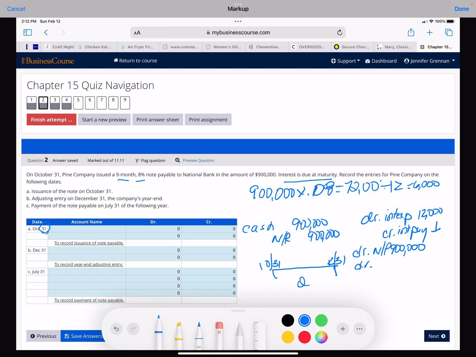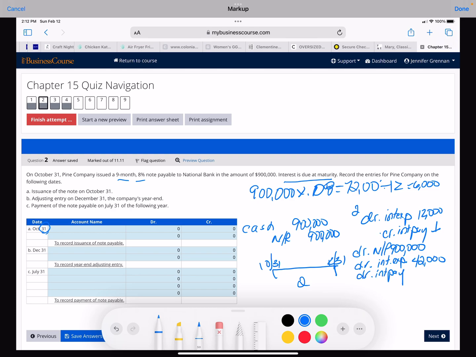Now we know this was a 9-month note. We did 2 months of interest back here at year end, so it makes sense we'd have 7 months of interest in the current year when we pay this off. So 7 months times the $6,000 is going to be $42,000 in interest expense. But I'm not done yet. I need to clear off that interest payable because I'm getting ready to pay it back.